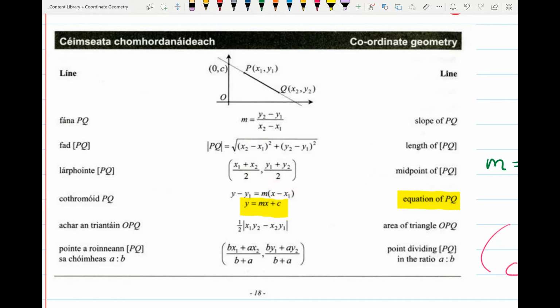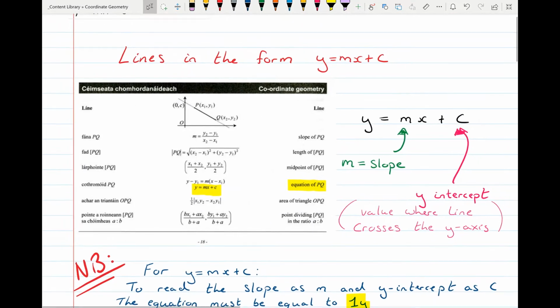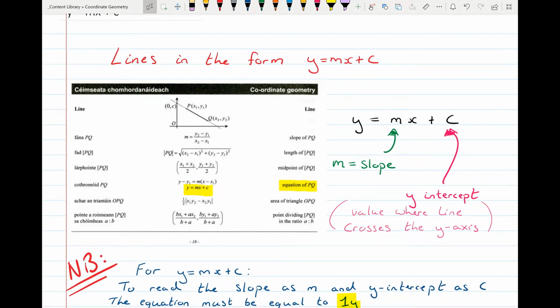We're now going to look at the second equation of the line, y equals mx plus c. And this is particularly useful when we have the graph of a line. We'll remember that m stands for slope, and now we're going to introduce c. C in the equation of a line, which is the constant value, stands for the y-intercept, which is where the line crosses the y-axis. We'll be looking at that in a lot of detail in some of the examples.